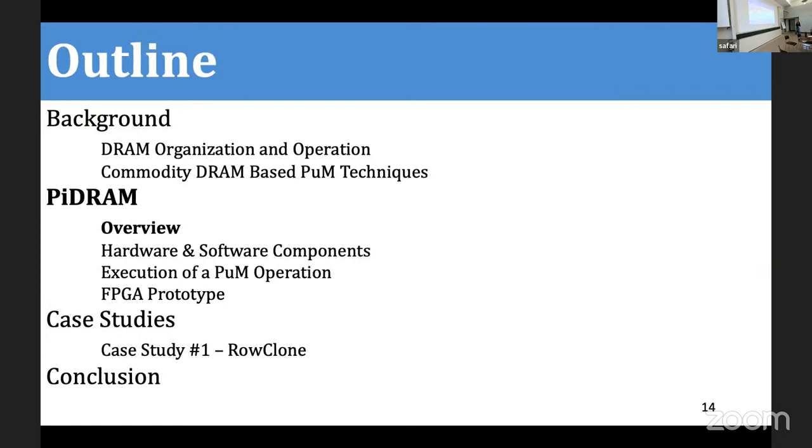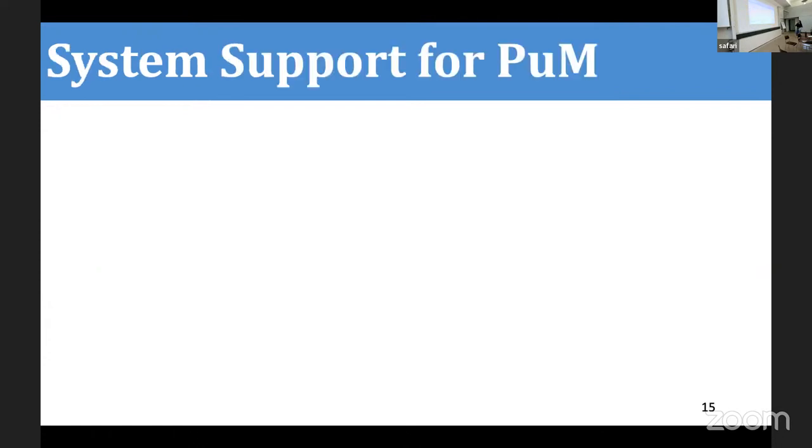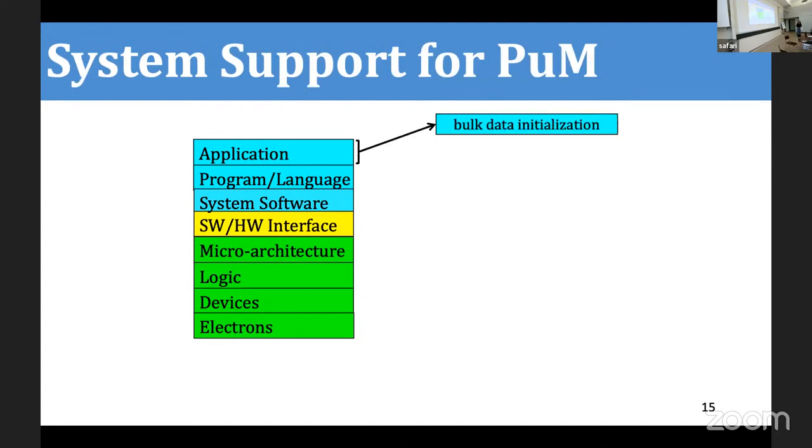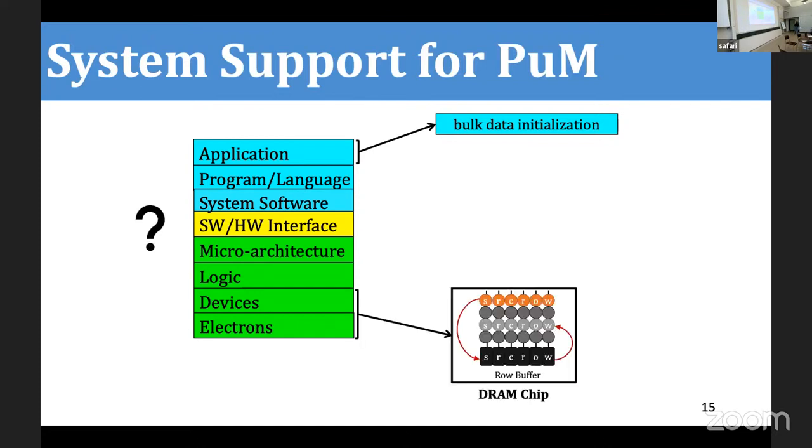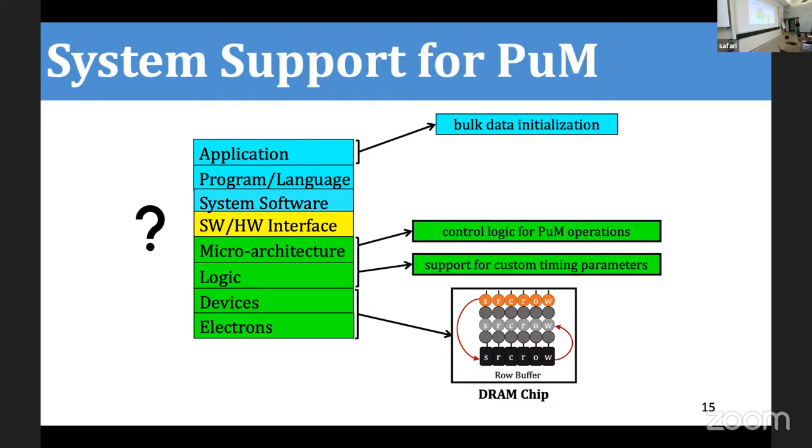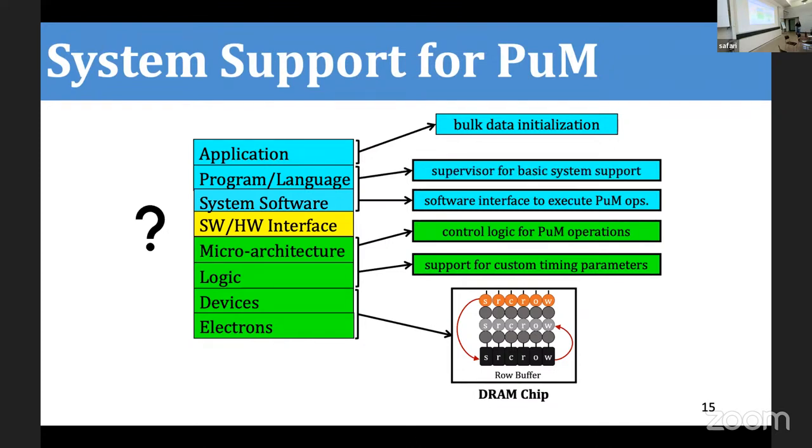Okay. So now let's move to PiDRAM. And let's have an overview. So basically, we want to have an application perform bulk data initialization. We have our device to understand the key idea. And to do so, we need to provide support for custom timing parameters, a control logic for PuM operation, a software interface to execute PuM operations, and a supervisor for basic system support.